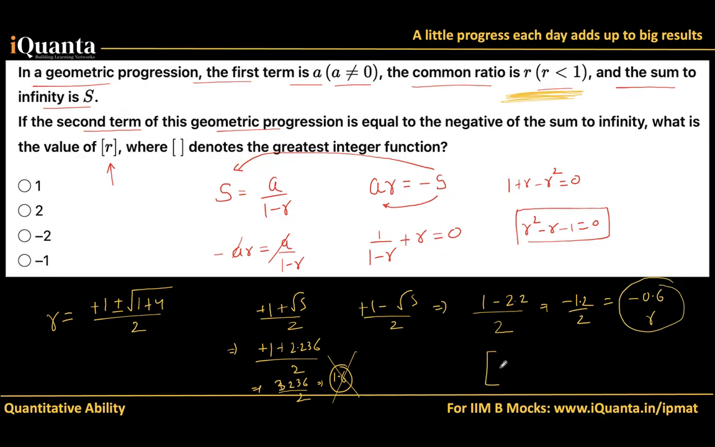But we have to find out the greatest integer value of this. So what is the function of greatest integer? It returns the greatest integer less than or equal to the value inside. What is the greatest integer less than minus 0.6? It is minus 1. So my answer will be minus 1. So not a difficult question. Okay. Don't commit silly errors. You'll be able to do it.